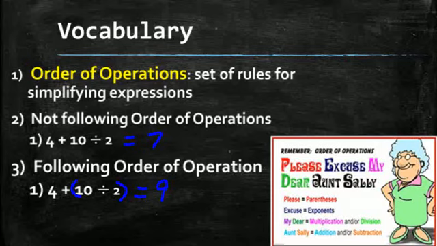So here, if you look at this number 2, they didn't follow the order of operations. They just went from left to right. So 4 plus 10 is 14, divided by 2 gives you your 7.